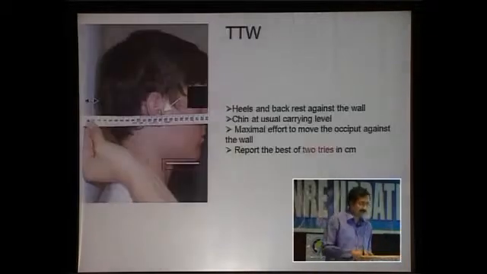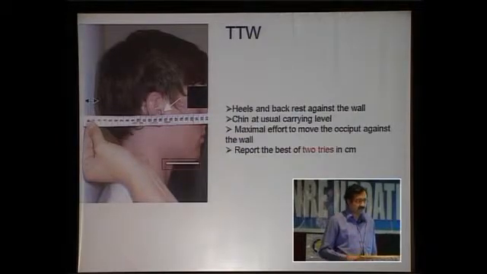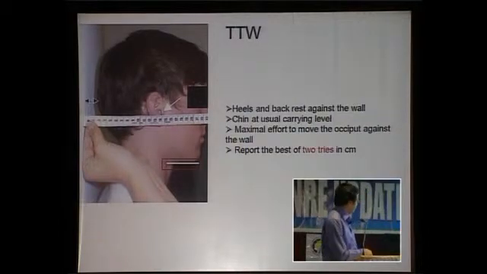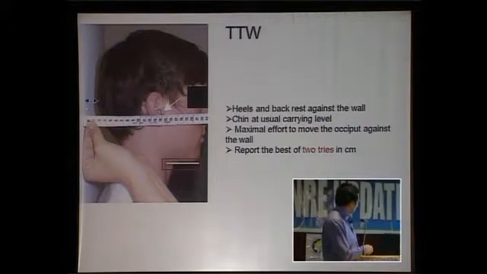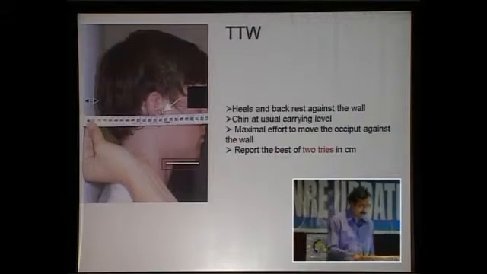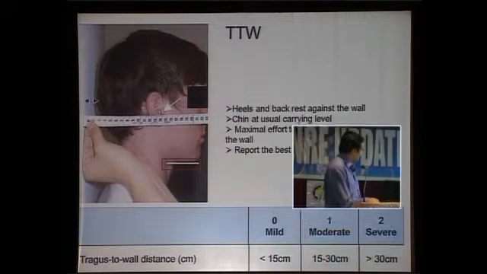It is very important that all of us standardize these techniques, how you do it. Tragus to wall distance, there are standard methodologies. The patient has to stand against a wall, and you look at the chin, very very important, the position of the chin is very important. It has to be horizontal, and you pull the maximal effort to move the occiput against the wall and measure the distance. You can see this is occiput to wall and this is tragus to wall. Tragus to wall is more reliable, and you measure the tragus to wall, and if it is less than 15 centimeters, you give a score of 0, 15 to 30, moderate.